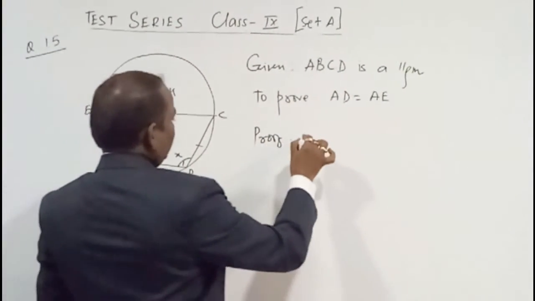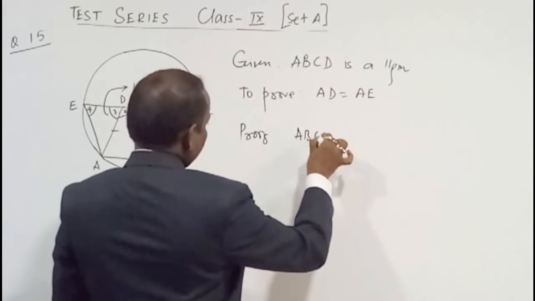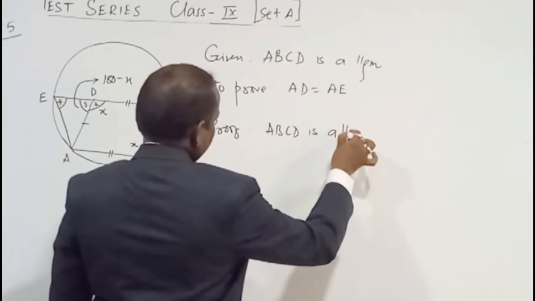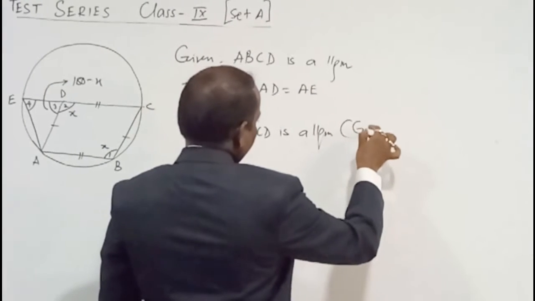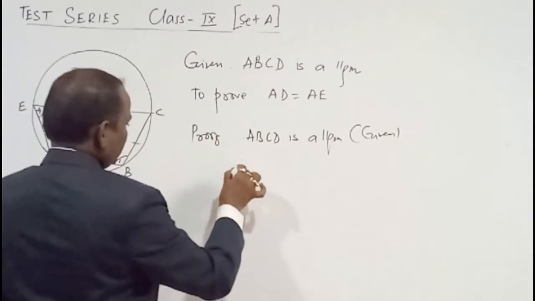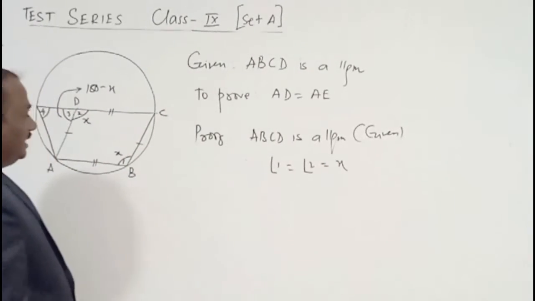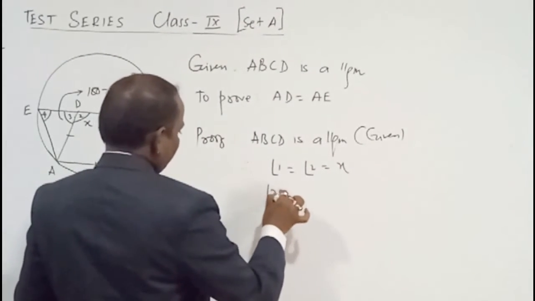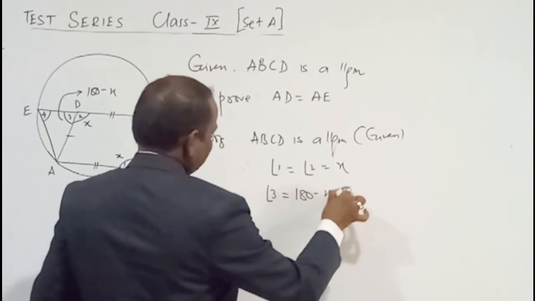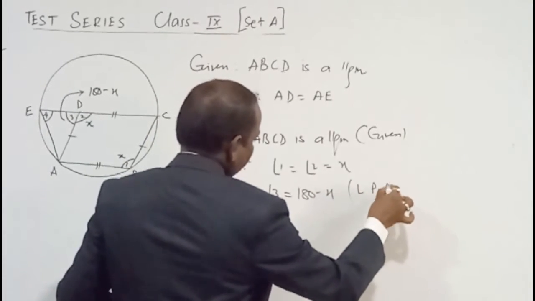यहां पर हम पहले ABCD is a parallelogram, ये given है, ये लिखेंगे. Therefore angle 1 equal to angle 2 equal to x, ये अपन ने ले लिया. Then angle 3 will be equal to 180 minus x. This is by linear pair axiom.